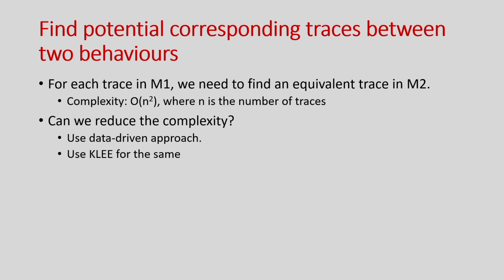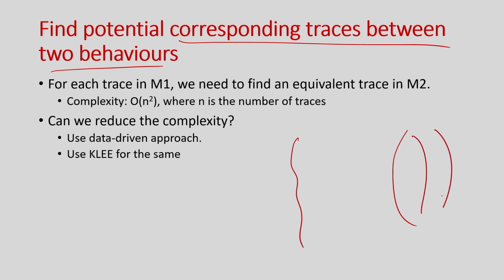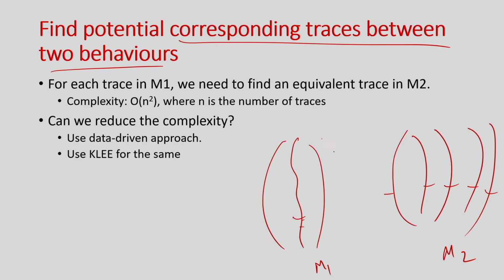Next I am doing a very interesting thing, which is to find potential corresponding traces between two behaviors. What I have told you is that you take a trace here and there are say n traces here, in program 2; this is program 1, this is program 2. If you have to compare this with this, this with this, this with this, it is basically all n you have to compare, right. I have argued that since there are n traces here, it will be order of n square complexity, which I have already talked about. So, can I reduce this complexity to order of n?